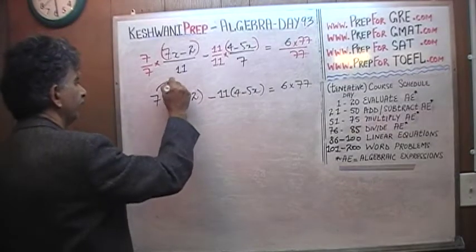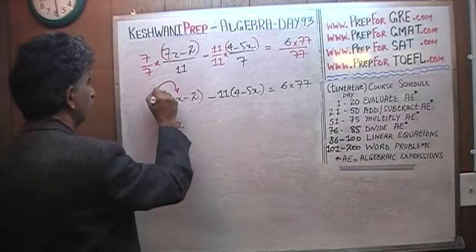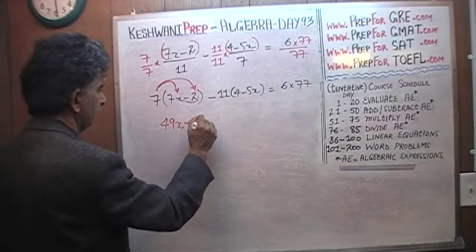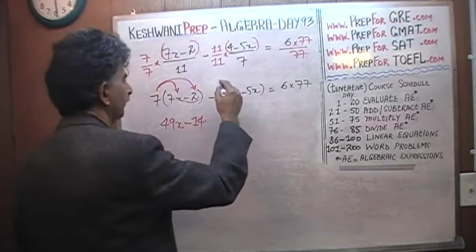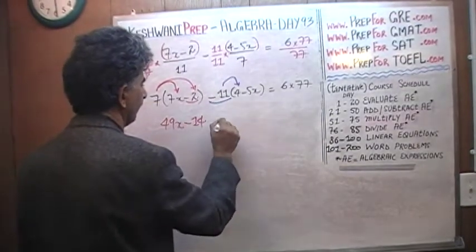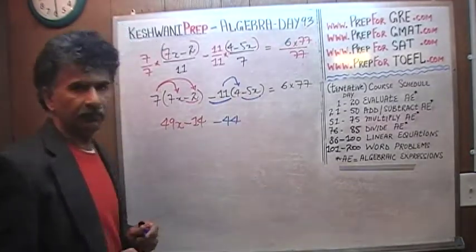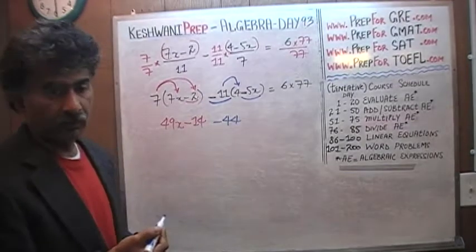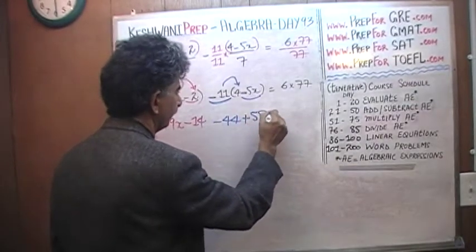So 7 times 7x. 7 times 7 is 49. 49x. 7 times negative 2 is negative 14. Then we have negative 11 times 4 is negative 44. Negative 11 times negative 5, well, that's a tricky one. This is negative, this is negative. Negative times negative makes positive. Positive 11 times 5 is 55x.